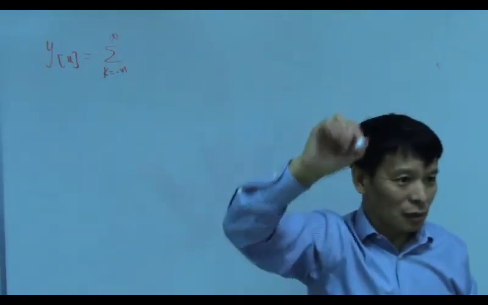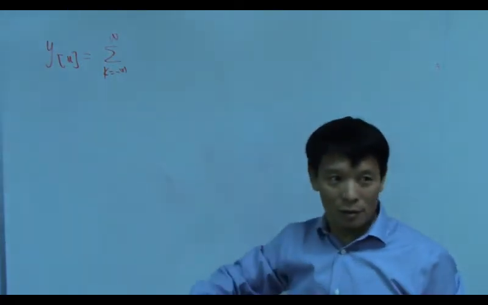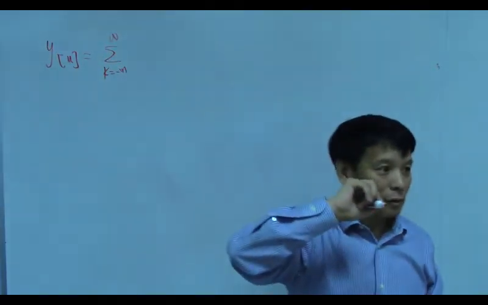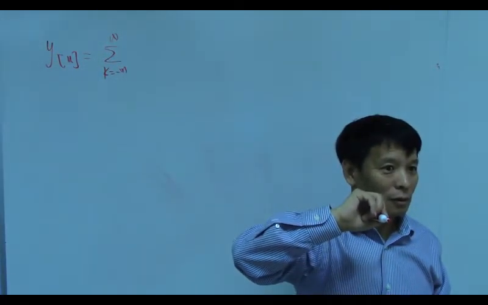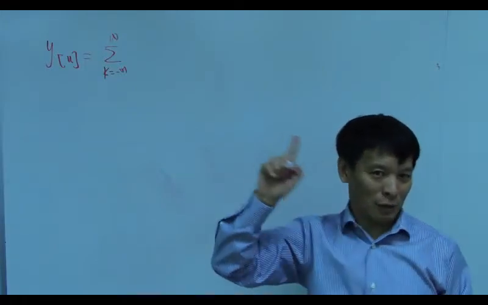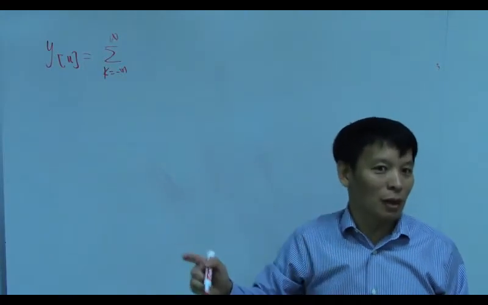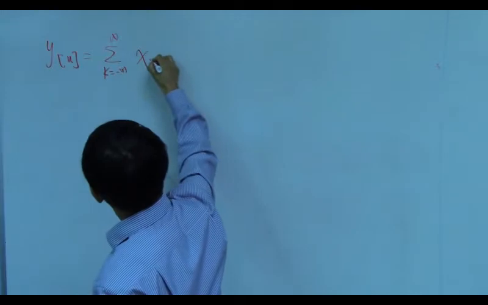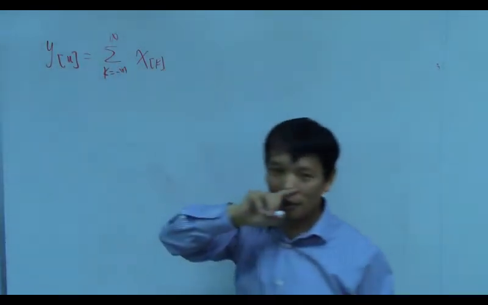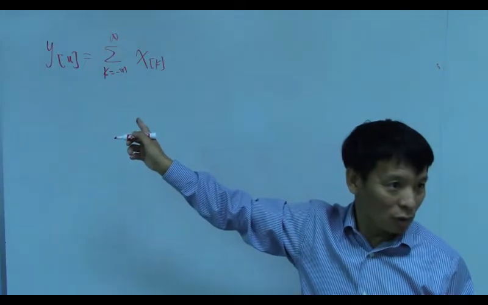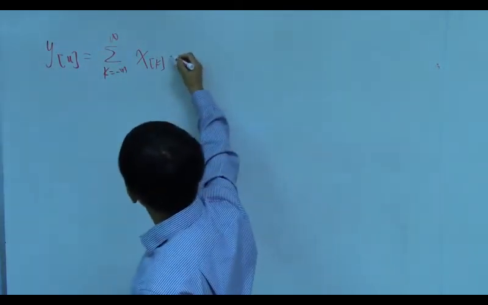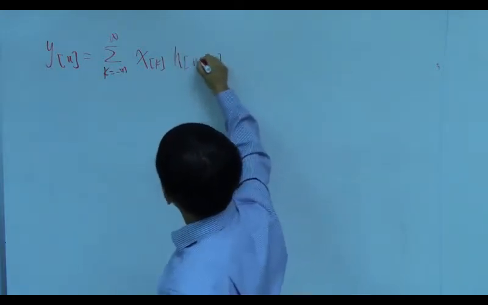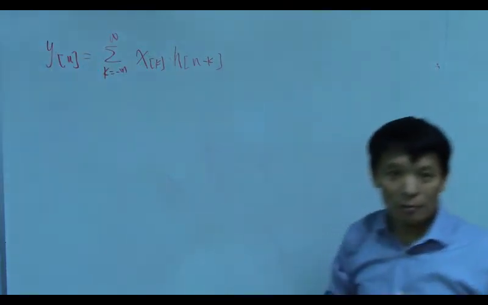You just consider this one continuous. That's very similar. Anyone? You may need the open notes for this part, but I ask you to memorize this. So what is it? x[k], like in the continuous case, that is tau. Then times h[n minus k]. Perfect. That's it.